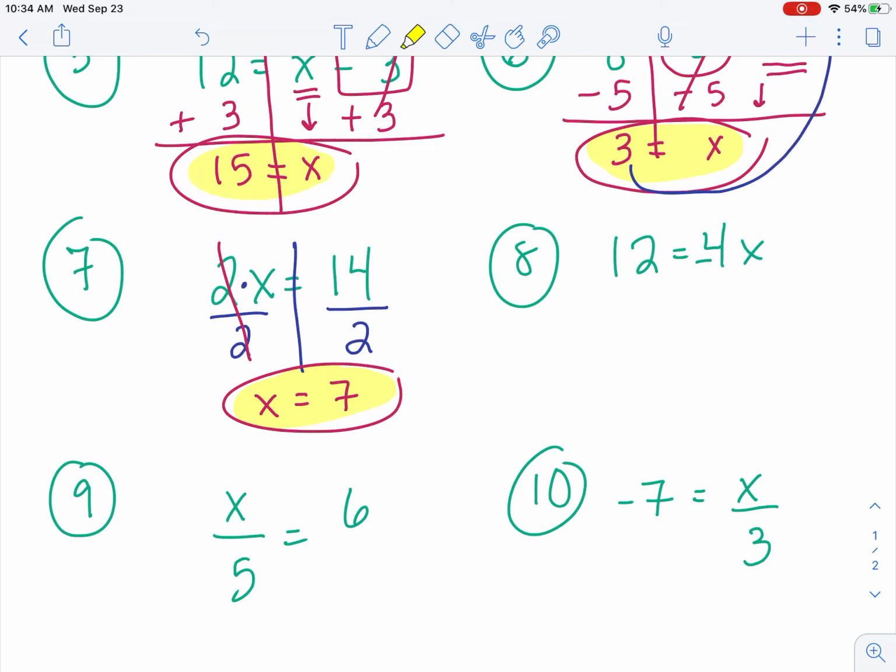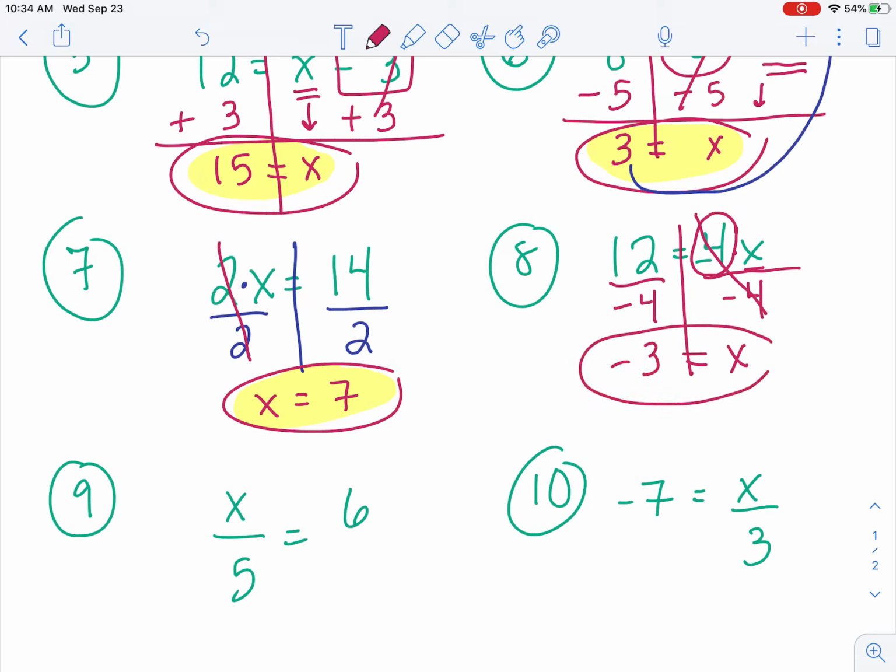Number 8, same thing. Here's my line. It's just that it's on the right-hand side. Okay, the x is over here on the right, but it's still multiplication. So I still have to do the opposite, which is division. And I divide by that whole thing. So if it's a negative 4, I have to divide by negative 4 on both sides. The negative 4's cancel. I'm left with x by itself on the right. And then I divide 12 by negative 4 to get negative 3.